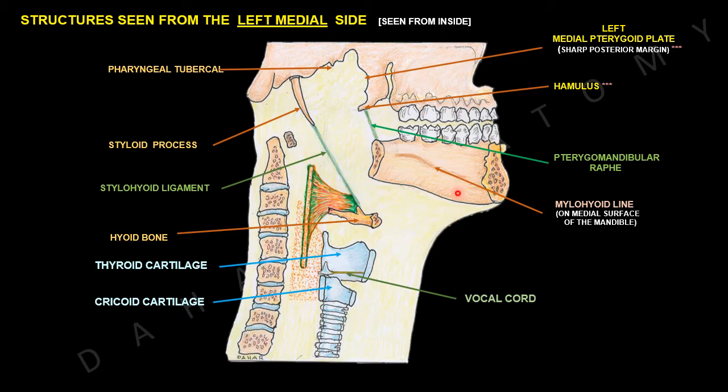This is the medial surface of the mandible. This is the mylohyoid line. This is the medial pterygoid plate. This is the posterior sharp margin of the medial pterygoid plate. This is the lower end of the medial pterygoid plate, called the hamulus. Between the hamulus of the medial pterygoid plate and the mandible, we have a raphe called the pterygomandibular raphe.